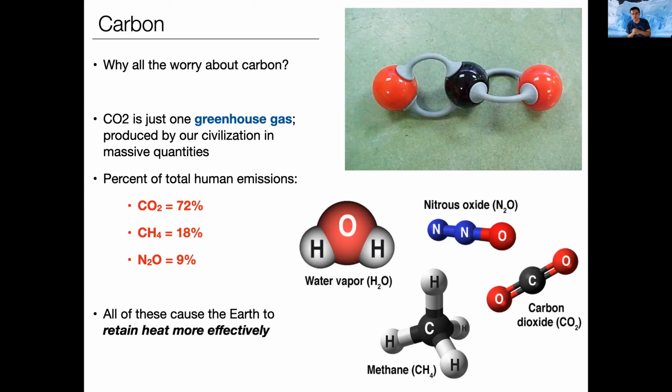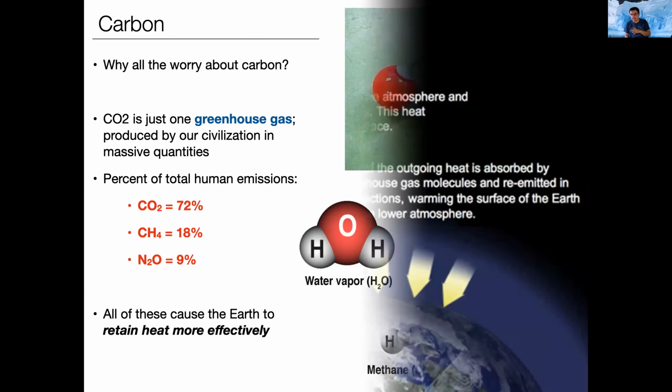Okay, so CO2 is just one greenhouse gas produced by our civilization. We are producing it in massive quantities. If you look at all the greenhouse gases that humans emit, the breakdown is over here in red. About 72% of all the greenhouse gases we emit are carbon dioxide, which is why you hear us talk about carbon dioxide all the time. About 18% of it is methane, and about 9% of it is nitrous oxide. Okay, all of these greenhouse gases cause the Earth to retain heat more effectively by this greenhouse effect.